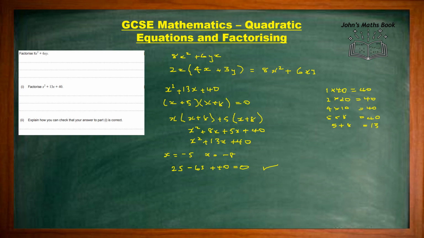So we can also substitute minus 8 in as well. So minus 8 squared is 64, and 13 times minus 8 is minus 104, plus 40 equals 0. So 64 plus 40 minus 104 is equal to 0. So that works too. So that's how we can check our answers here.